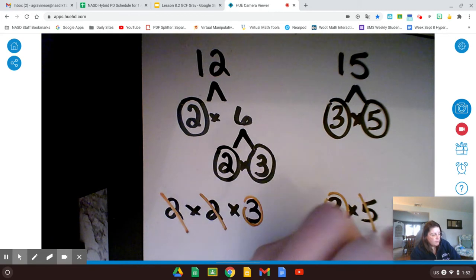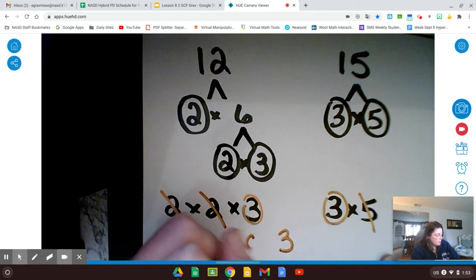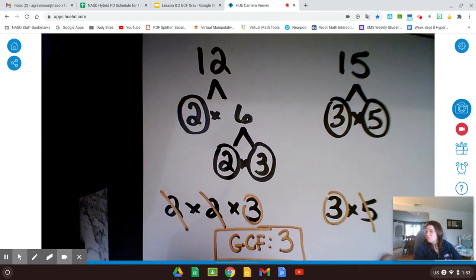but not 5. So what is the number I circled? I circled a 3, and that tells me that the GCF equals 3. All right, because that is the number that we circled that's in common. So that is another method of finding the greatest common factor.